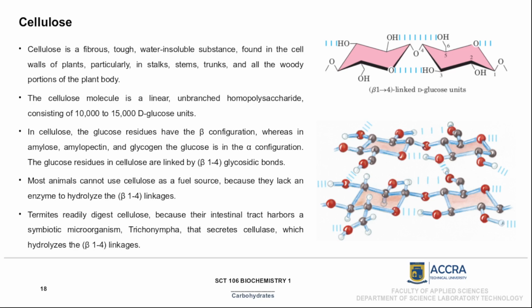Even termites, for instance, readily digest cellulose, but it is not because termites have the ability to secrete the enzyme for hydrolyzing these beta-1,4 glycosidic bonds. Rather, it's because in the intestinal tract of termites there is a microorganism having a symbiotic relationship with termites, and this microorganism, Trichonympha, secretes the enzyme cellulase, which hydrolyzes the beta-1,4 linkage.